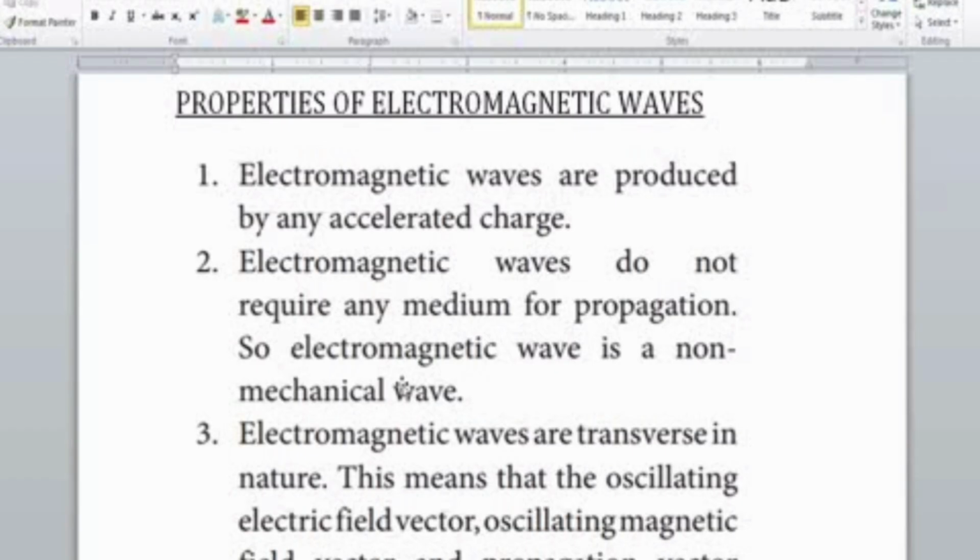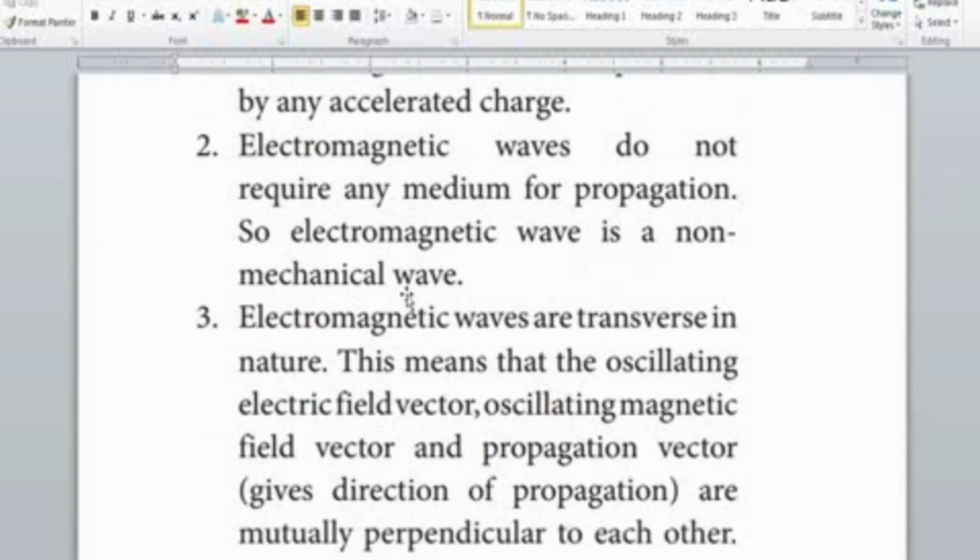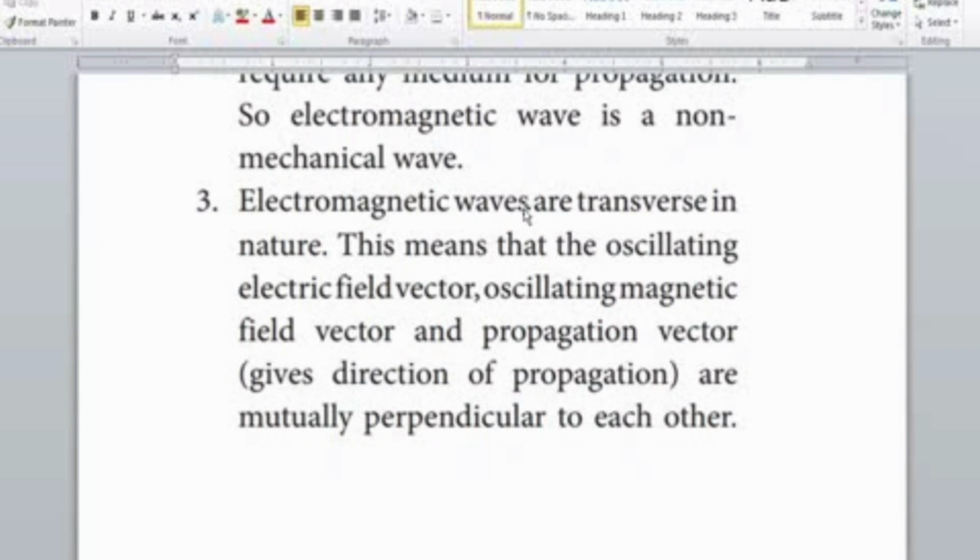Properties of electromagnetic waves. The first property: electromagnetic waves are produced by accelerated charges. That means when charges are accelerated, electromagnetic waves are produced. Electromagnetic waves do not require any material medium of propagation. That's why it is a non-mechanical wave. Suppose it were a mechanical wave, it would need a medium, otherwise it won't propagate. So it does not require any material medium, so it's called a non-mechanical wave.